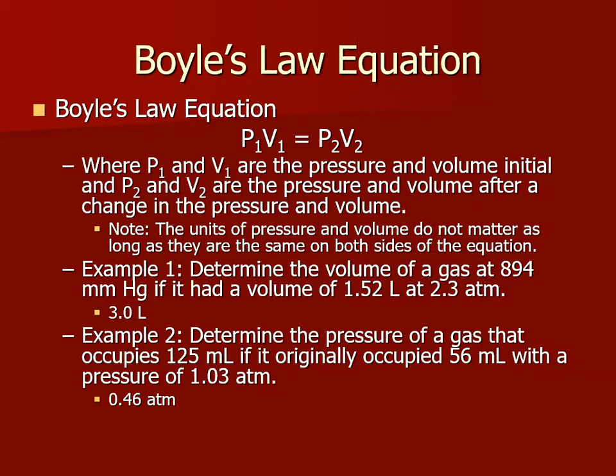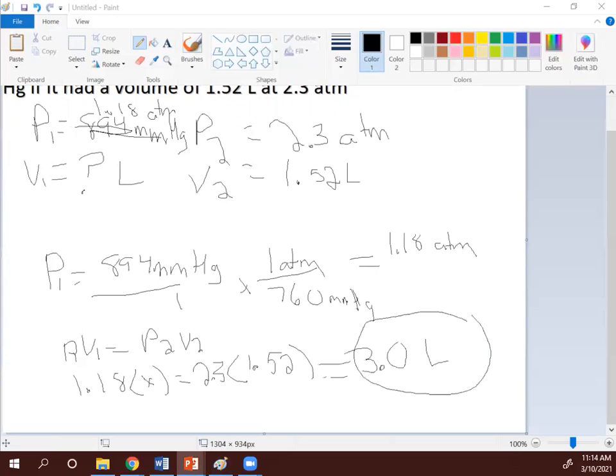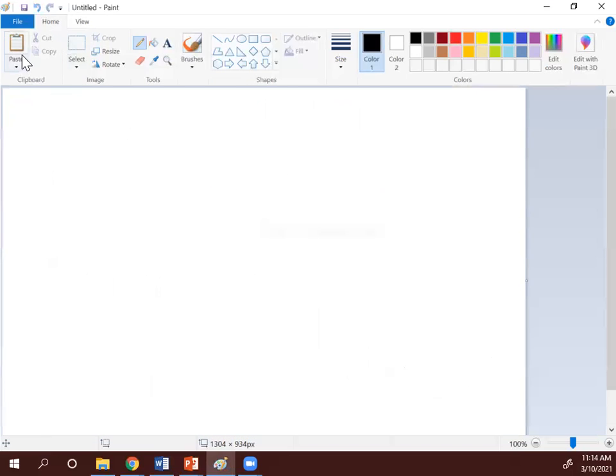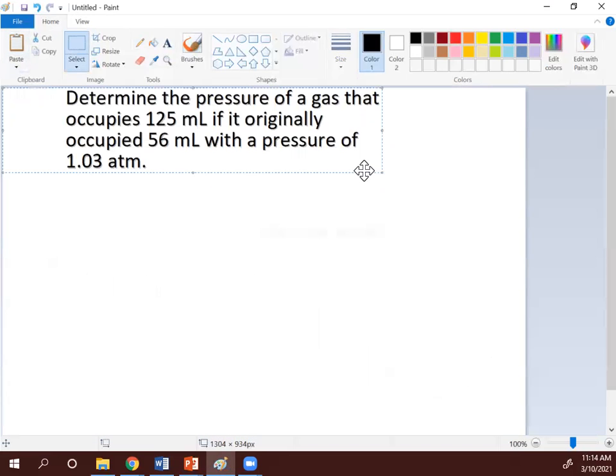Any questions about that one? Second example. Determine the pressure of a gas that occupies 125 milliliters if it originally occupied 56 milliliters with a pressure of 1.03.